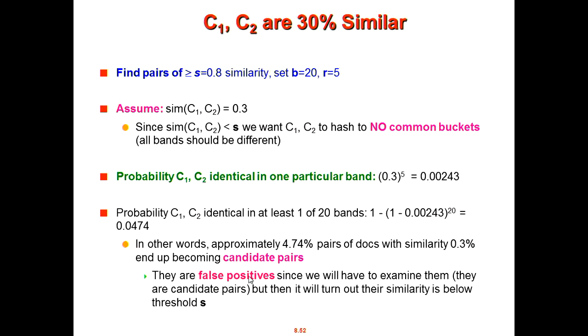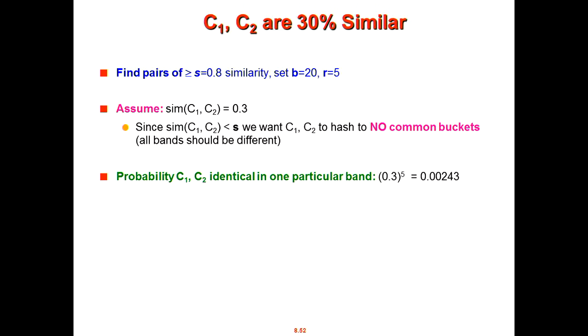This is called false positives. These pairs should not be treated as candidate pairs. But in LSH, they are treated as candidate pairs because they are hashed to the same bucket. They are identical in at least one band. In other words, roughly 5% of document pairs with this low similarity are treated as candidate pairs. So we can see that this is also a very small portion, right? We also wish to reduce the number of such false positives in the LSH algorithm. And according to the analysis, it almost satisfies our requirements, just like what we expect, right? False positives and false negatives.